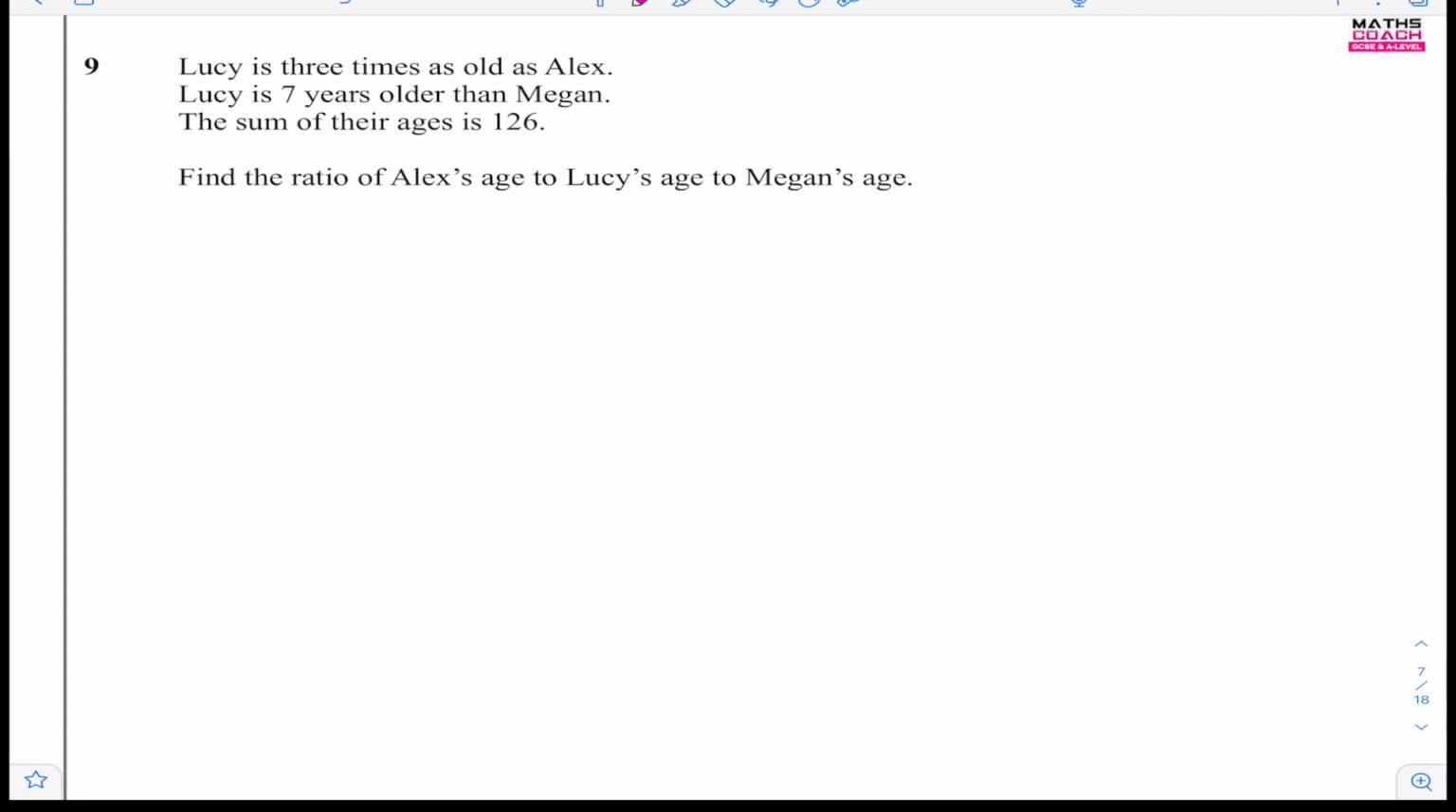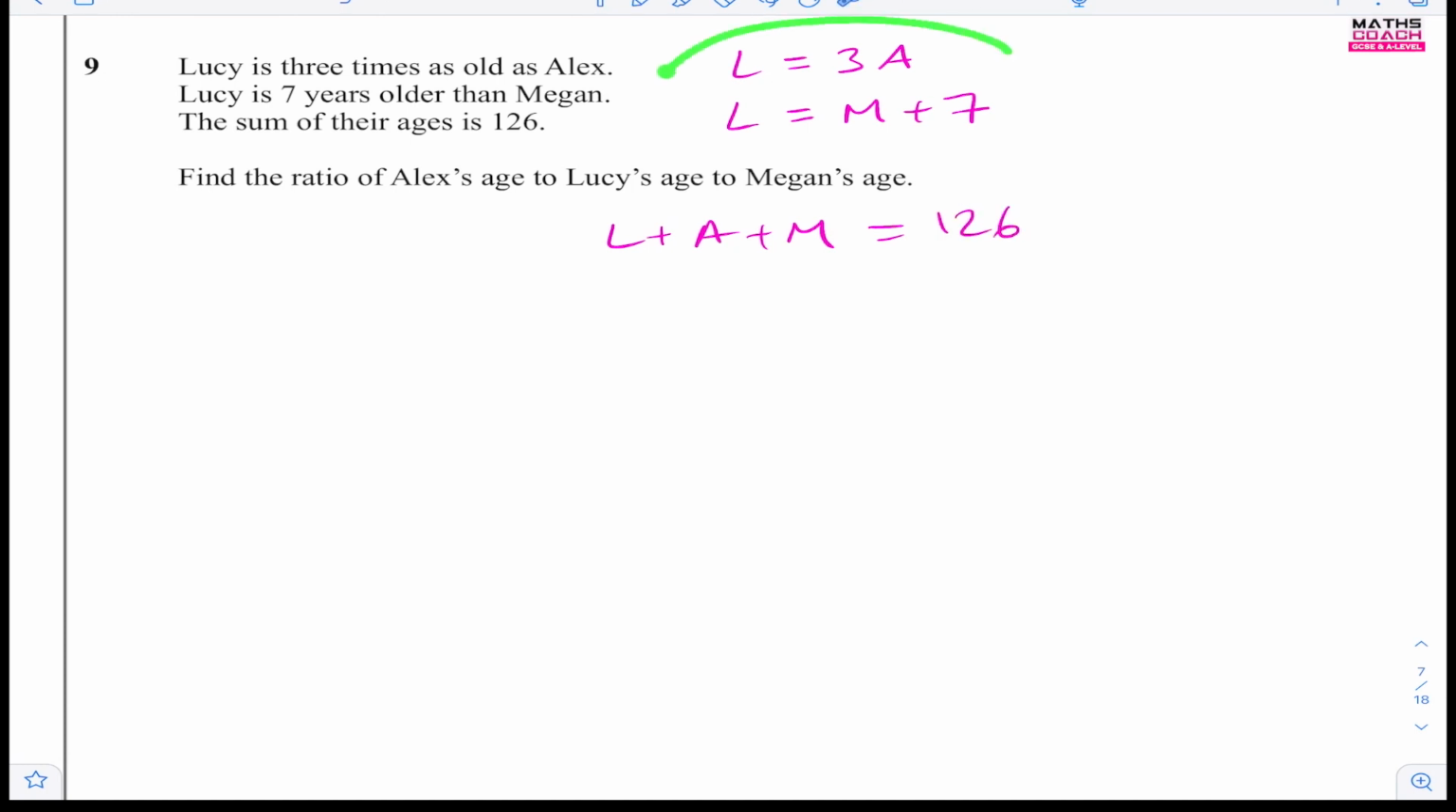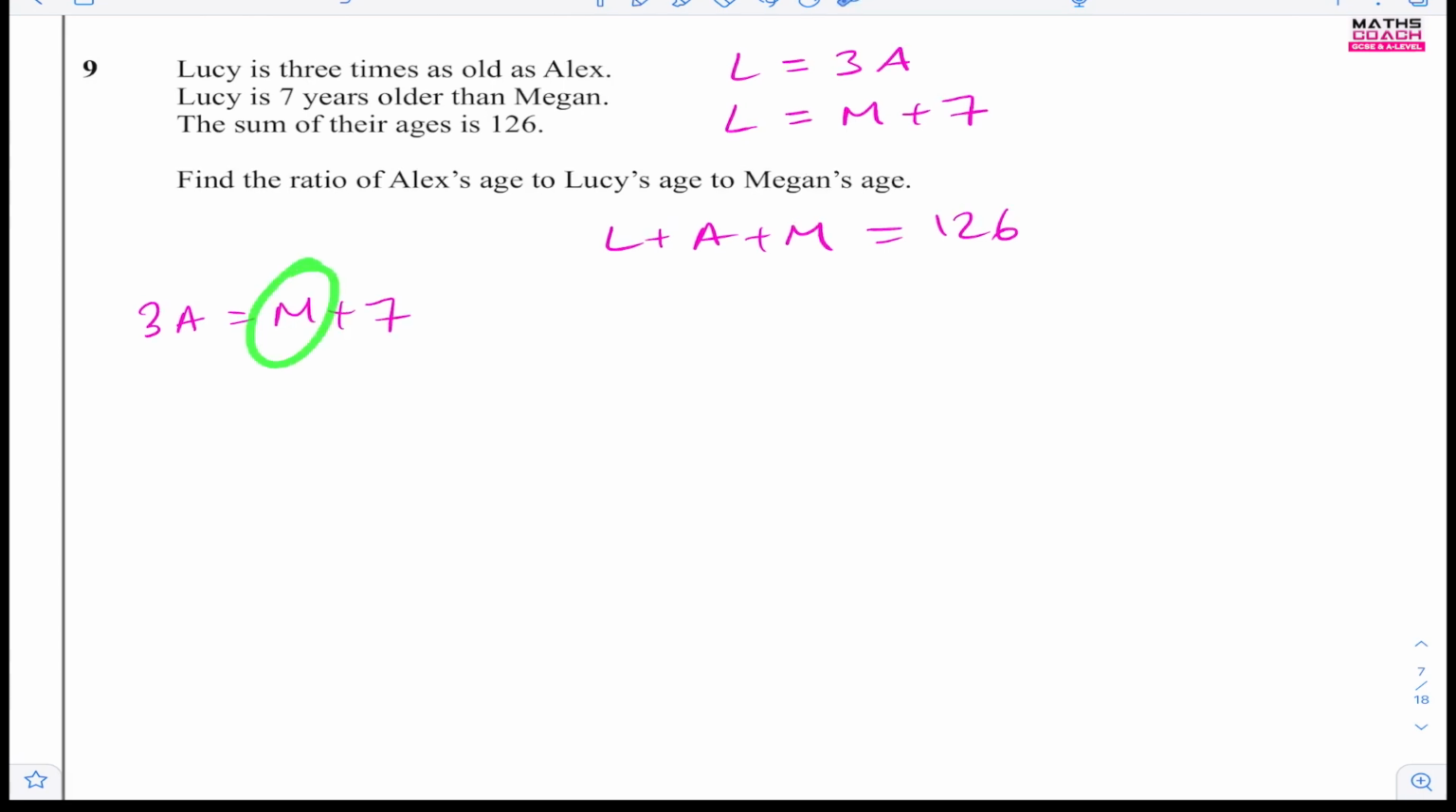Since we know that Lucy is 3 times as old as Alex, that would mean that L for Lucy is going to be 3 times A, which is Alex's age. And we know that Lucy is 7 years older than Megan, so it would also mean that L is M plus 7. We also know that the sum of their ages, that means L plus A plus M, is equal to 126. Okay, so let's go ahead and equate these two because both of them are equal to L. So we have 3A is equal to M plus 7. So let's go ahead and make M our subject here.